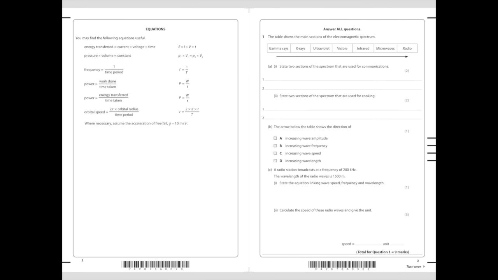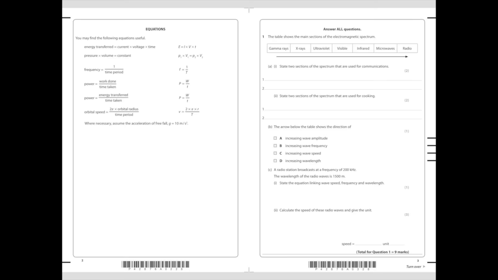So it's pointing towards the radio wave end, which means it's waves with increasing wavelength. So have a look down and it is D. The radio station broadcasts at a frequency of 200 kilohertz. The wavelength of the radio waves is 1500 meters.